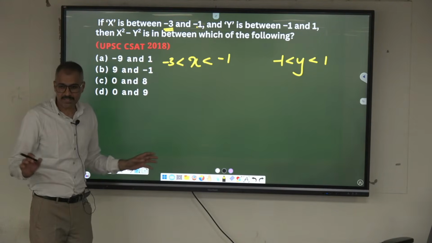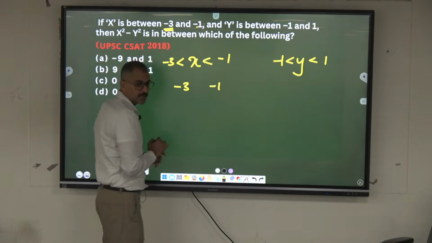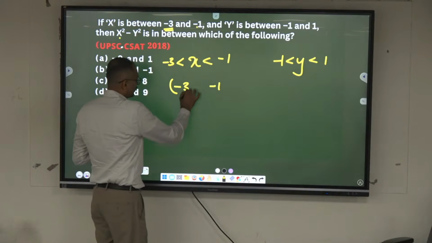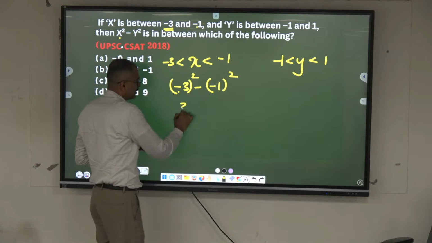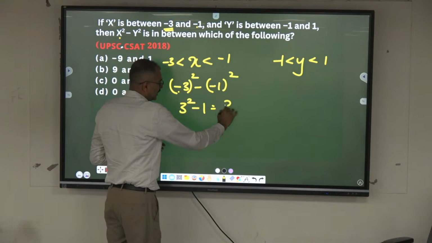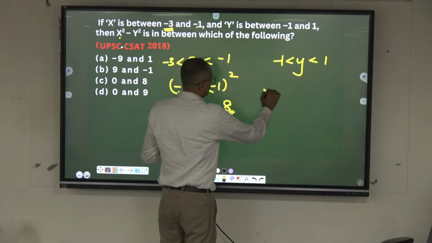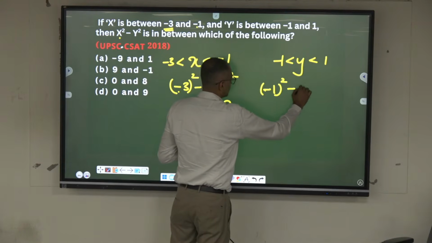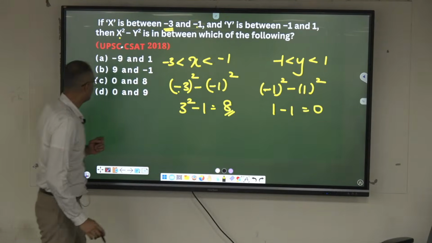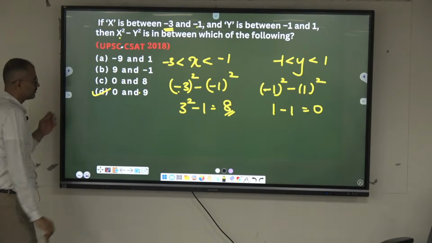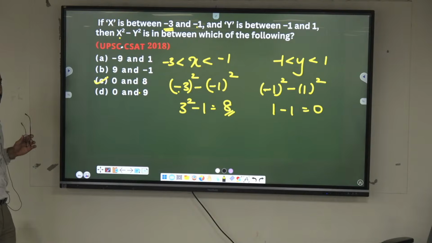Consider -3 also. Let's see. Okay, x value is -3 and y value will be -1. If I take the value x square minus y square, what is this? 3 square minus 1, which is nothing but 8. If I take the largest value here, what is it? Minus 1 whole square, this is minus of plus 1. So this is 1 minus 1, which is 0. So it is lying between what? 0 and 8. That's 0 and 8.